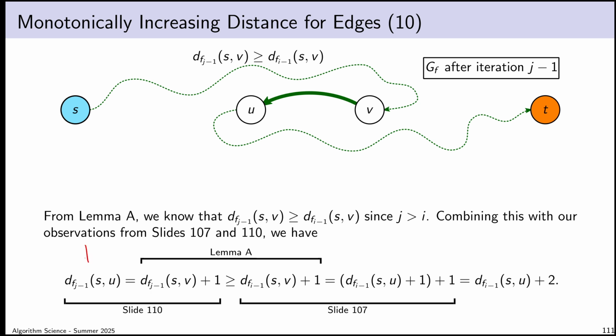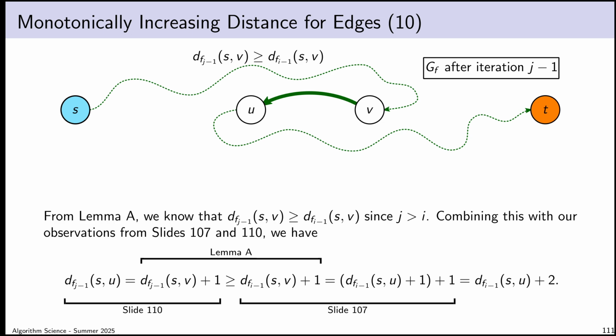We have that the distance at iteration j from s to u is equal to the distance at iteration j from s to v, all plus 1. And we know by lemma A that the distance from s to v at iteration j is greater than or equal to the distance from s to v at iteration i. So this number is greater than or equal to this number. The inequality on slide 107 tells us that the distance from s to v at iteration i, so at the end of iteration i minus 1, is equal to the distance from s to u at that point, all plus 1. So we can substitute this expression for this expression.